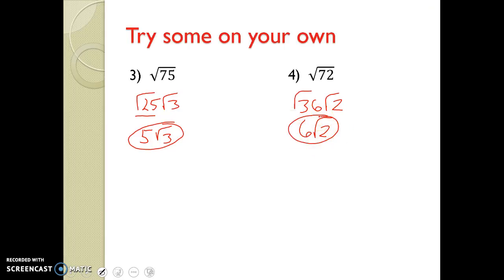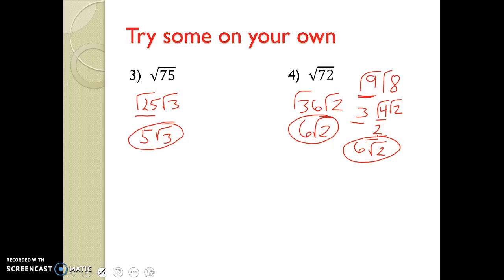But suppose you didn't pick 36 right away. Suppose you said that 72 is the same thing as radical 9 times 8, because you know that radical 9 is a perfect square. The square root of 9 is 3. Well, then we could still simplify the square root of 8. What's a perfect square that goes into 8? Well, 4 does. 4 times 2 is 8. And we know that the square root of 4 is 2. So that becomes a 2. Now we can multiply the 2 and the 3 together to give us 6. And we still have the square root of 2. And so either way, we get 6 times the square root of 2.